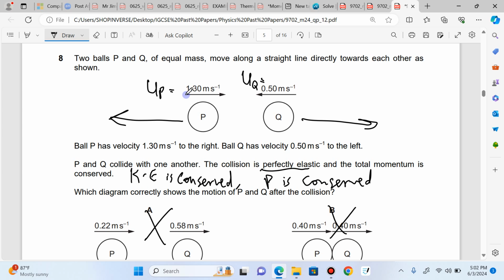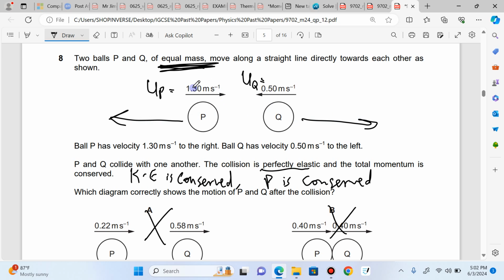Take note that the balls are of equal masses. Since the balls are of equal masses, the kinetic energy after collision should give you the same value. That simply means either this ball bounces off with a velocity of 1.3 meters per second after collision, and this other ball bounces off with a velocity of 0.5 meters per second after collision.